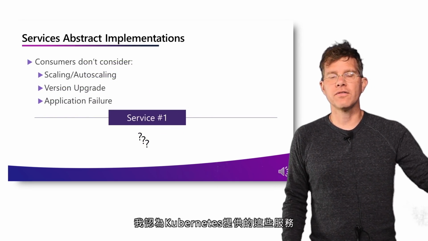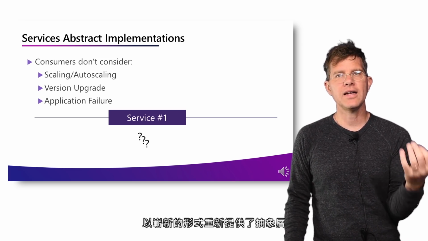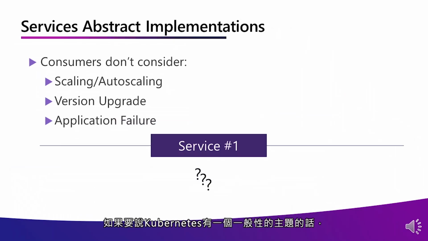I think the thing about these services in Kubernetes is that they provide, again, this abstraction layer. And if there's any theme for Kubernetes in general, it's the idea that abstraction is a really powerful tool. And I guess that's true for computer science in general. Abstraction has always been our tool to isolate ourselves from complexity and enable us to be able to move applications forward. When people think about a service, they don't actually have to think about what's behind that service. And so that means that consumers of your service don't have to worry about if you're scaling or auto-scaling, if you're doing version upgrades, if you have failures in your application.